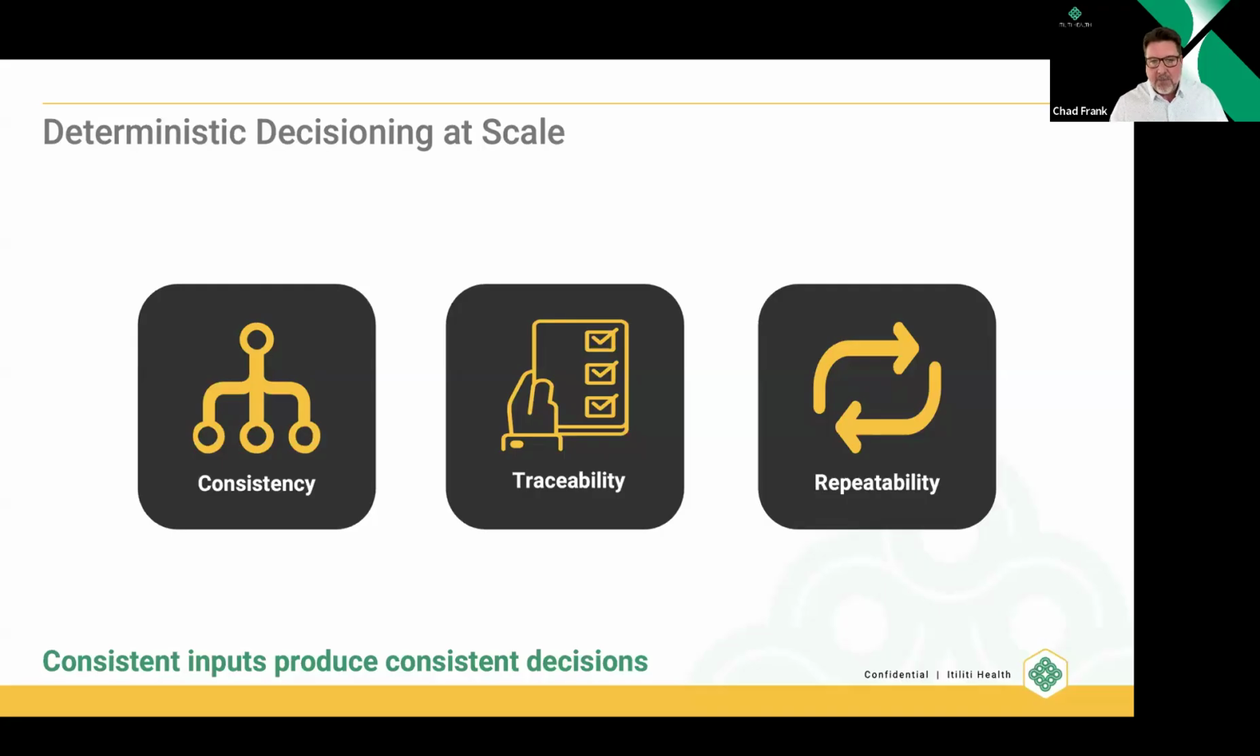We can put this stuff into computable, executable form. And so when you have the underlying structure of the policy and the rules, you get consistent decisions. You can trace them back to their sources. And the best part of all, if you're running 500,000 to 1,000,000 prior auths a year, it's repeatable. It happens at scale, because you've created the foundation for that. And the next slide really represents that.